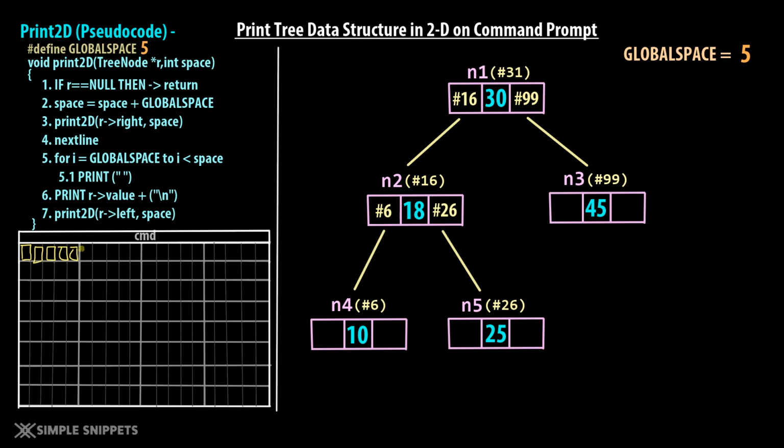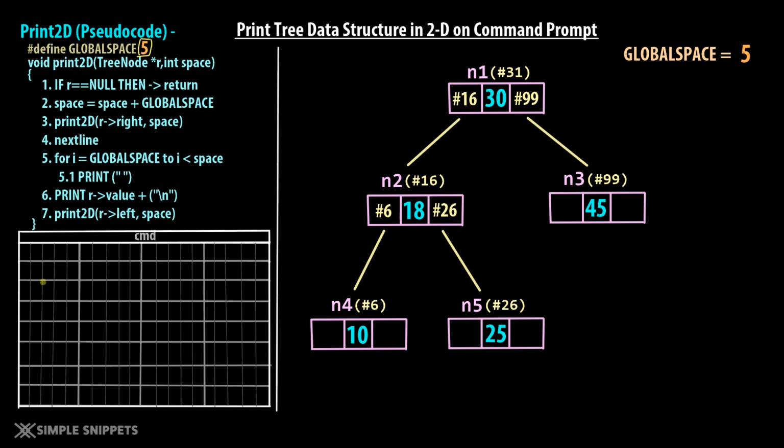Let's assume they are spaces, and I have grouped 5 of them together because our global space value is 5, and we are going to add spacing in the multiples of 5. So that's why I've added a bold line after the 5 spaces. But just assume that this is your command prompt with these individual blocks as single spaces.